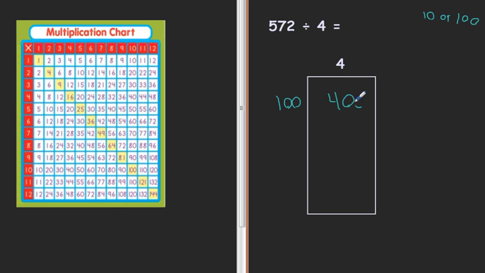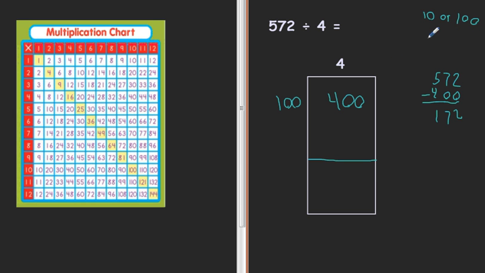So now I have to think, how much of my dividend is left? So I had 572 minus 400. 2 minus 0 is 2. 7 minus 0 is 7. And 5 minus 4 is 1. So I don't have a whole lot left, but a big chunk of it was taken. So I'm going to put a line down here since a big chunk was taken.